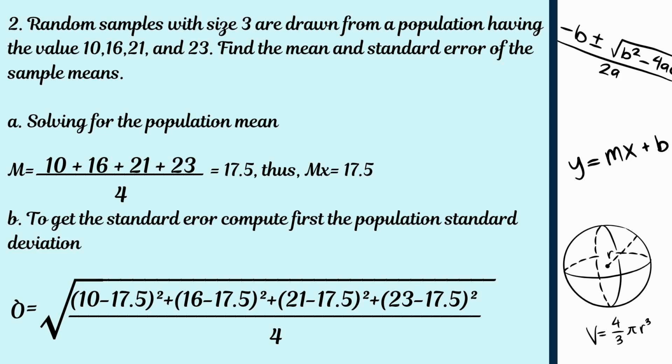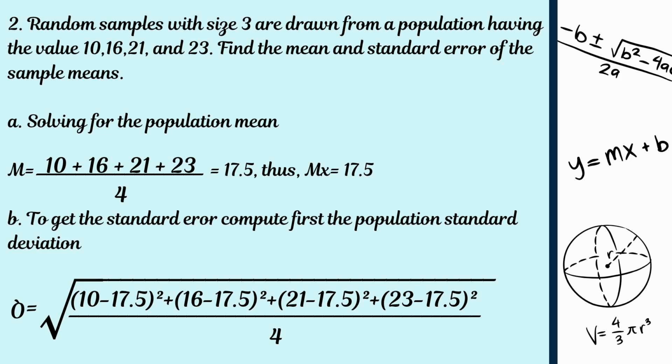Example number 2. Random samples of size 3 are drawn from a population having the values 10, 16, 21, and 23. Find the mean and the standard error of the sample mean. A. Solving for the population mean. The formula to calculate the population mean is mu equals the sum of all values in the population over the number of values in the population.